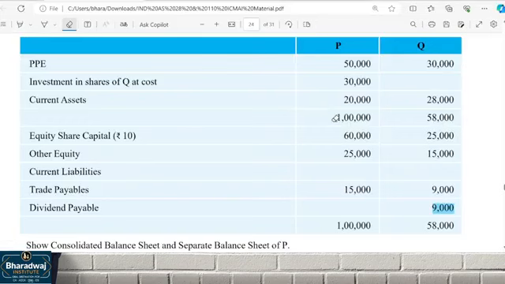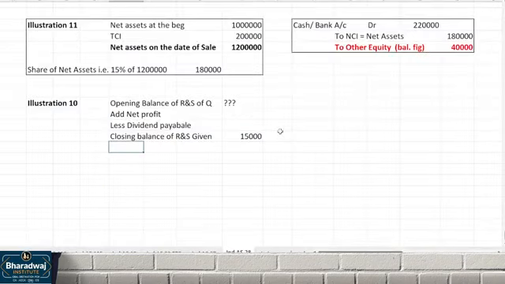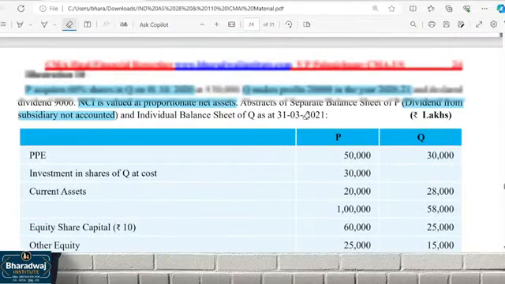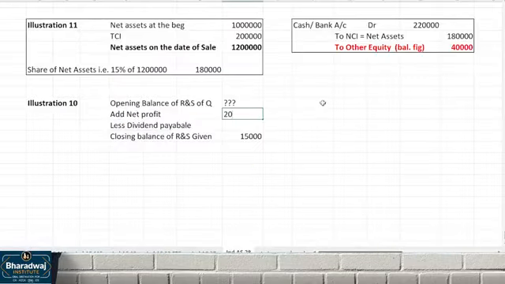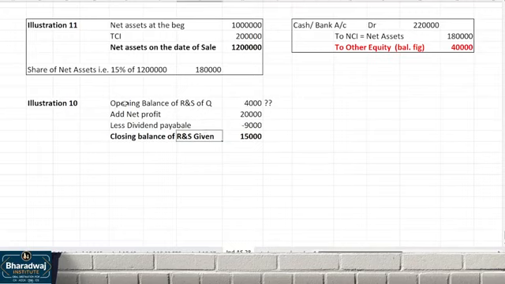This is available. What is the closing balance of reserves and surplus? The other equity, 15,000. What is the net profit made for the year? At the top of the problem, 20,000. What is the dividend declared? 9,000. As a balancing figure we can get it, work in reverse, you will get it. What is the balancing figure? 4,000. Normally this used to be given, but it's not given here. We worked it out.